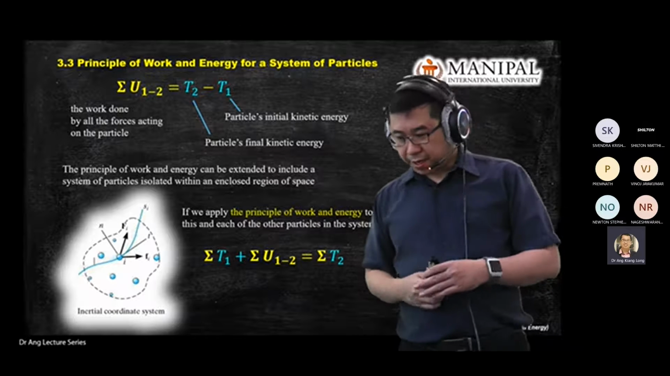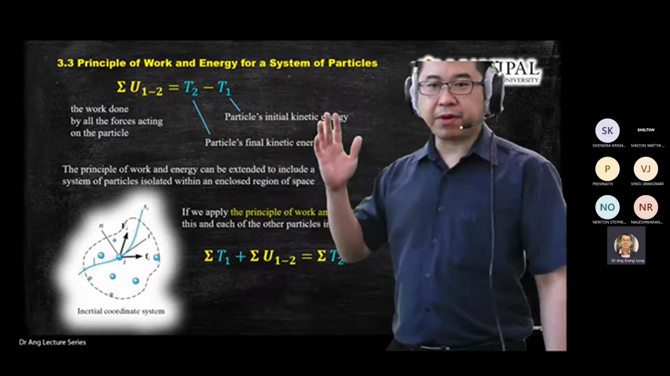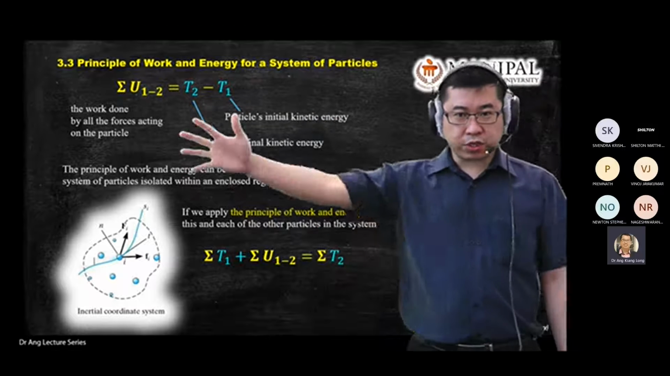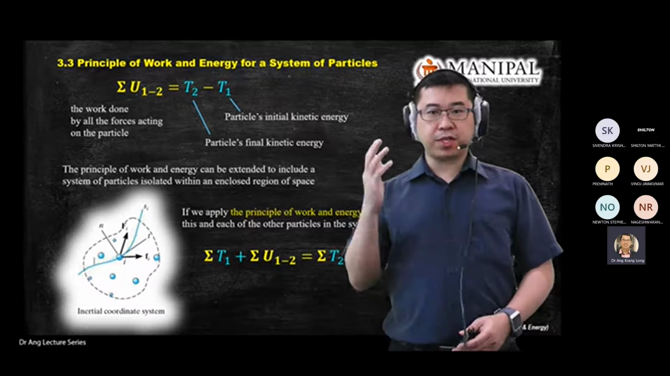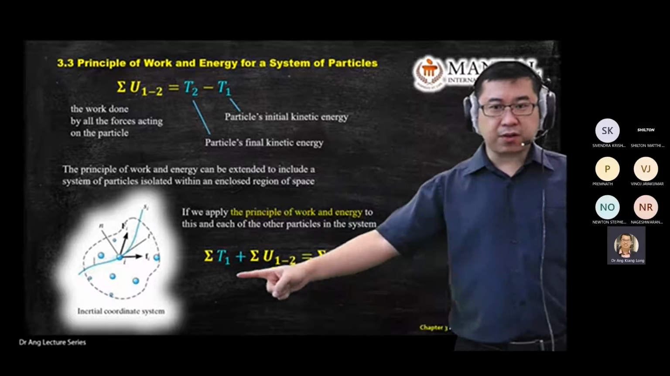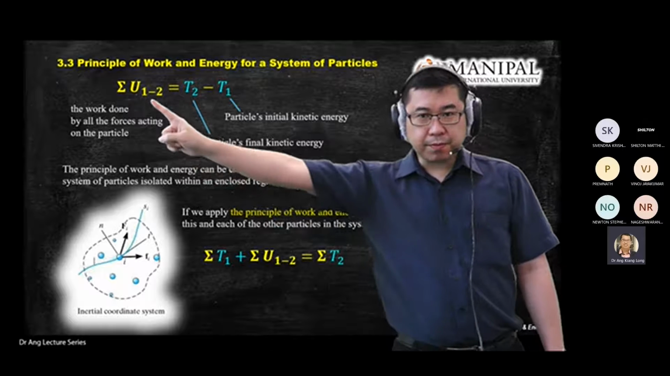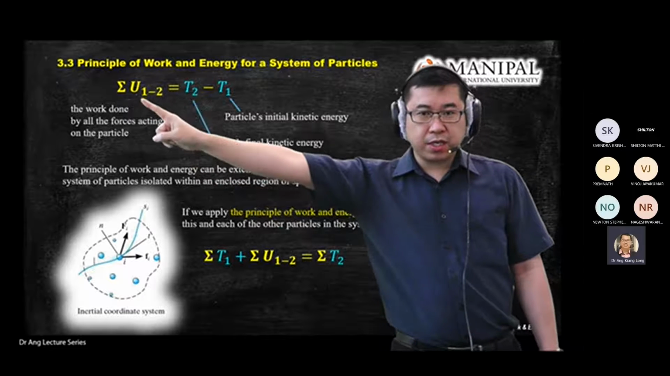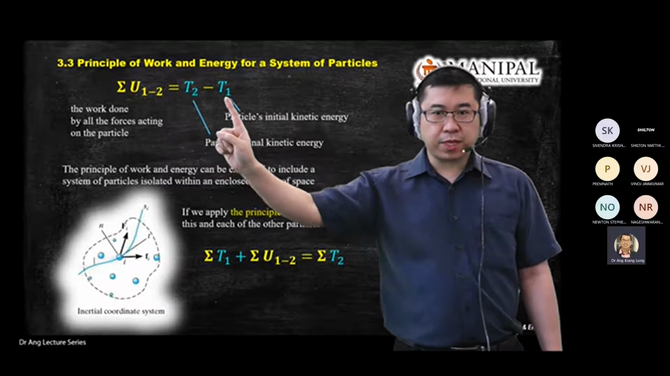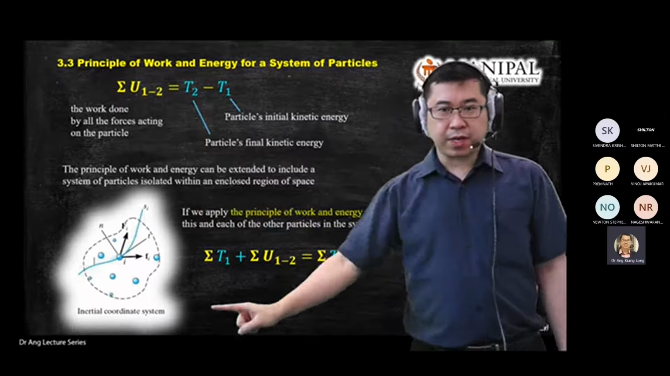If in the final exam, for your info, there is one question confirmed to come up from chapter 3. If the question asks you to solve using the principle of work and energy, this equation is expected in your answer sheet. You just rearrange the equation: U sub 1 to 2 equals T2 minus T1. You can write either this one or this one.